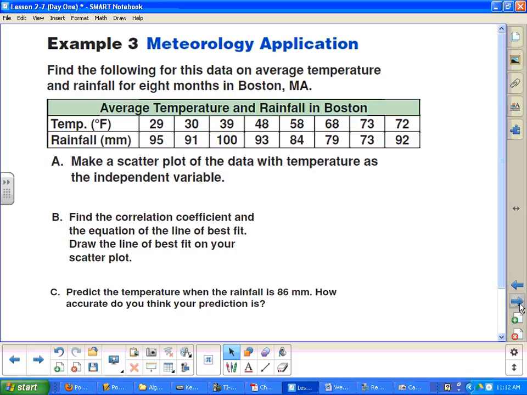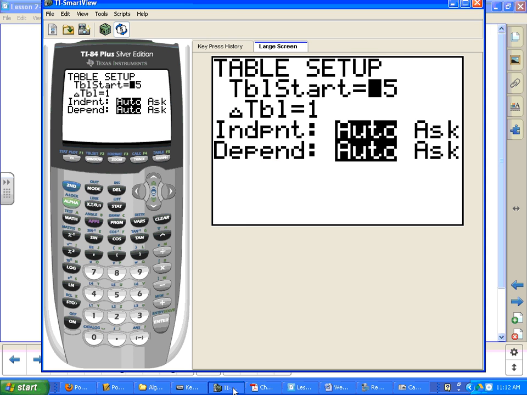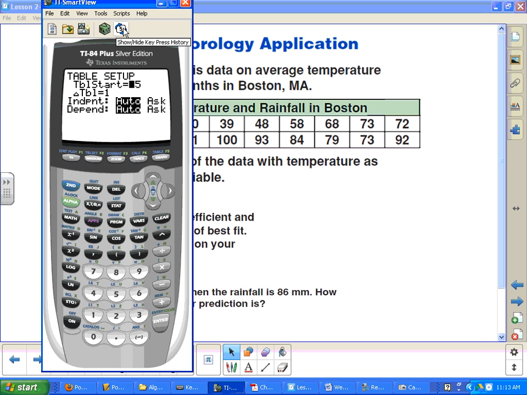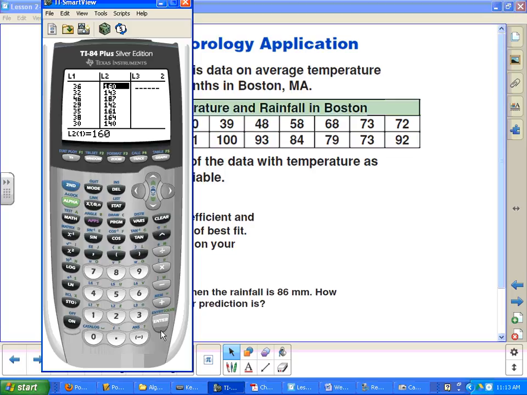Here we have a meteorology application. It says the following data on average temperature and rainfall for 8 months in Boston, Massachusetts. So we're going to put this data in our list. We're going to go back to Stat and Edit. The first thing we want to do is clear all of our data out. Go to the list number and press clear and enter, and that'll get rid of everything that was in your list. We want to clear both list 2 and list 1.